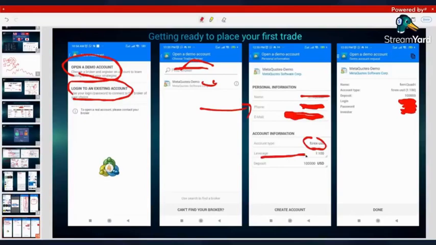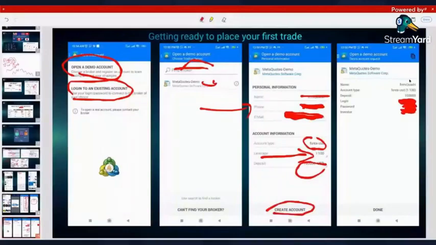Also, you choose the leverage you want. I'm going to discuss leverage in the subsequent slide. Very soon I'll discuss that. Then you pick the amount you want to trade with here. When you are done, you click on create account, which takes you to the details of your account.